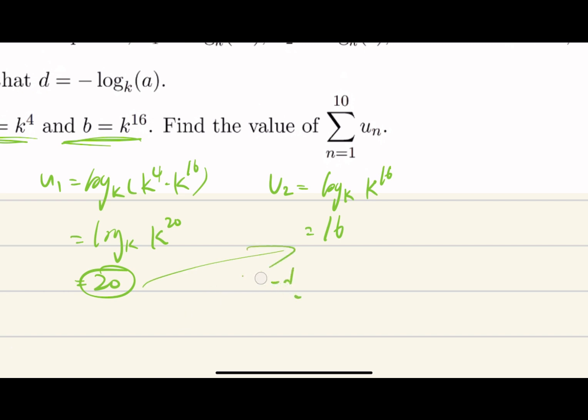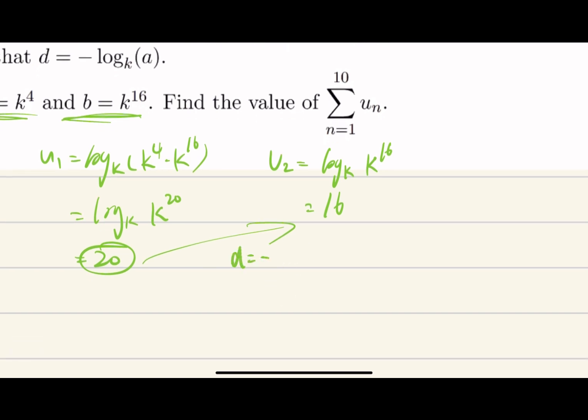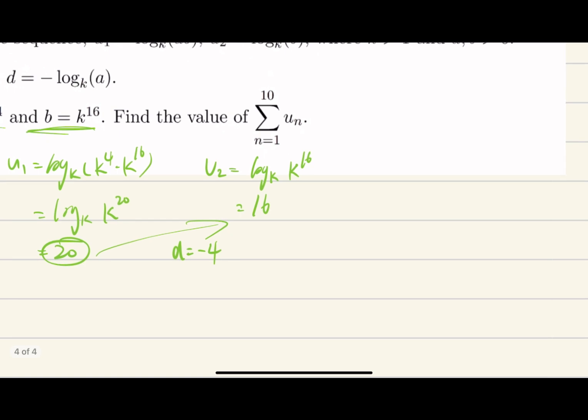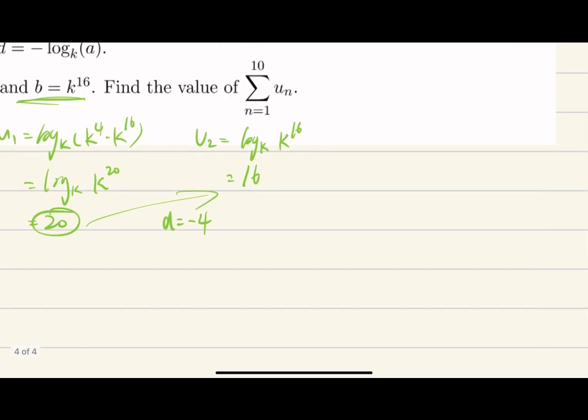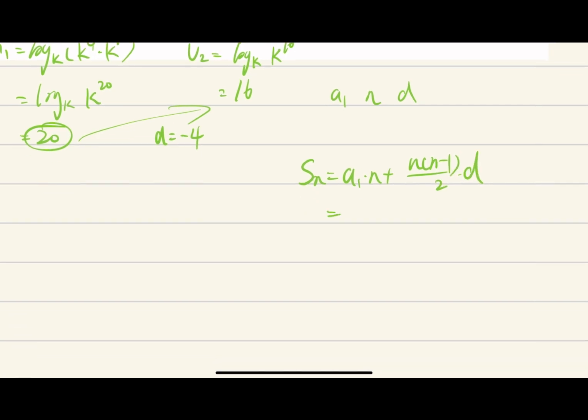Wait, I think I'm being too fast here. So d is negative 4. Alrighty. What do we know now? We know our a1, we know our n, we know our d. We're using the second formula: S_n equals a1 times n plus n times (n minus 1) over 2 times d. What is your a1? 20, times n, what is your n? 10. Then 10 times 9, which is 90, over 2 times your common difference d, that will be negative 4. So if you calculate the value for this one, you will get your answer.